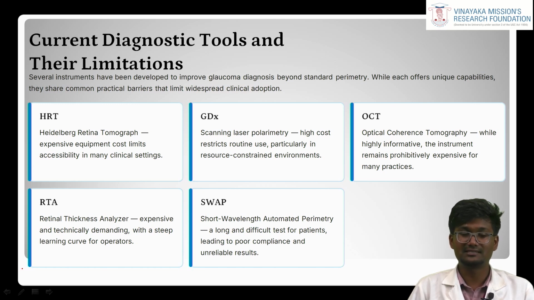And the next one is SWAP, short wavelength automated perimetry, which is also a psychophysical perimetry. It is a long and difficult test for the patient, leading to poor compliance and unreliable results. It is quite effective for checking the parvocellular pathway. But in finding the earlier stages, such as in the magnocellular pathway, it gives unreliable results because the test background is yellow and the test target is blue. This will conflict the results.